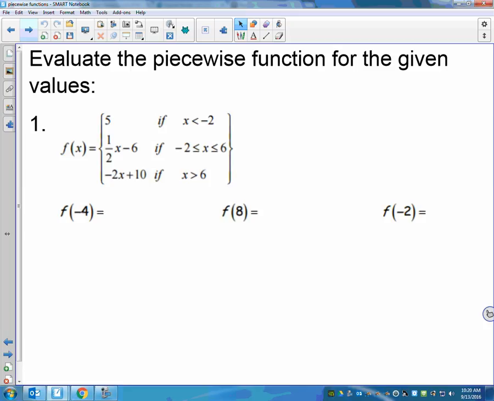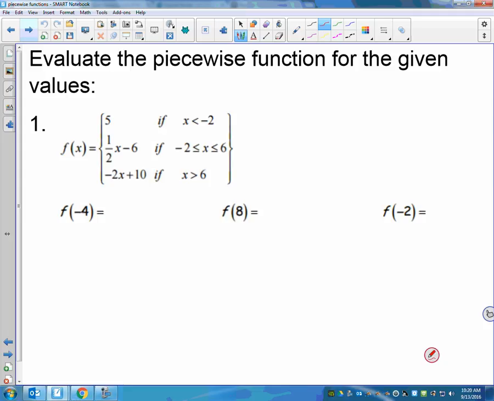And notice, it almost always happens like this, where one stops and then another starts, right? So this one only goes less than -2, this one starts right on the other side, and then the last one starts on the other side of 6. So if they ask you to evaluate a number, you only look at which part is in that domain. So this is function notation. It says f of -4. Which section, the first, second, or third, would x equaling -4 be part of? Would it be part of x is less than -2, between -2 and 6, or greater than 6?